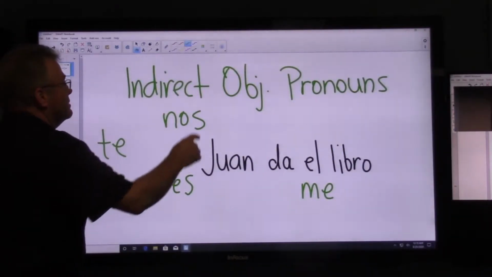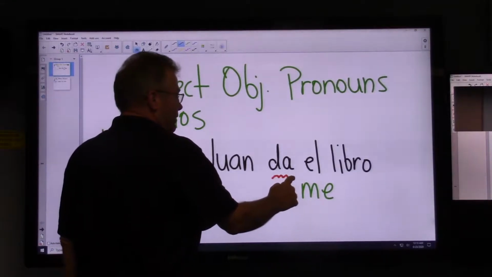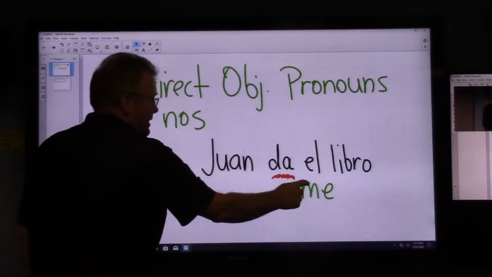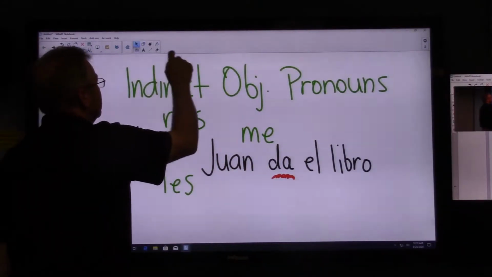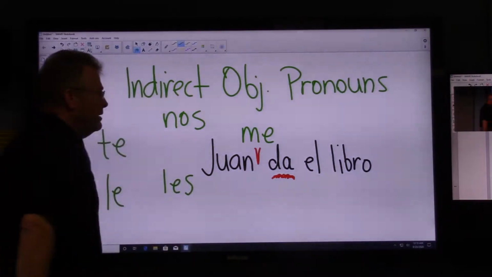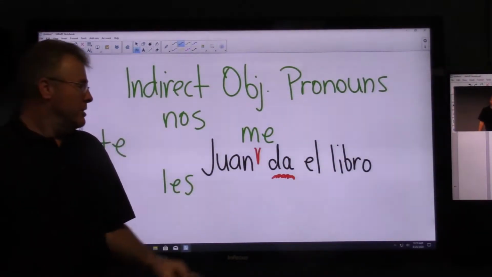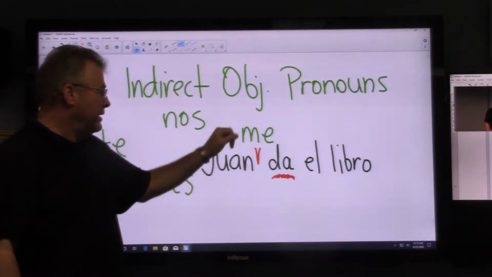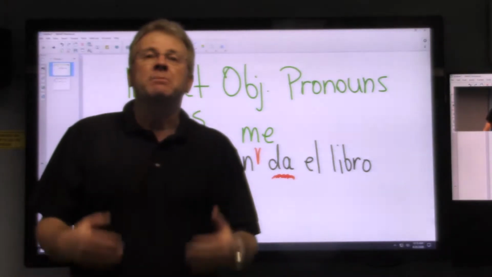So back to our sentence. Do you see a conjugated verb anywhere? Right here. Who gives? Juan gives the book. So that means my indirect object pronoun has to go right before the conjugated verb. Okay? And the sentence reads, Juan me da el libro. And again, literally translated, Juan me, he gives the book. Who talks like that in English? Nobody. But in Spanish, everybody does.